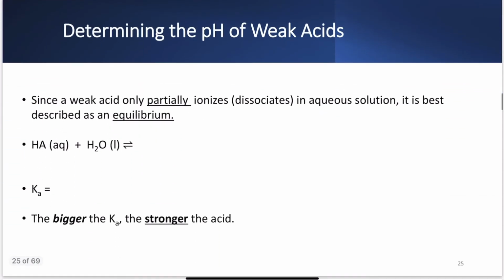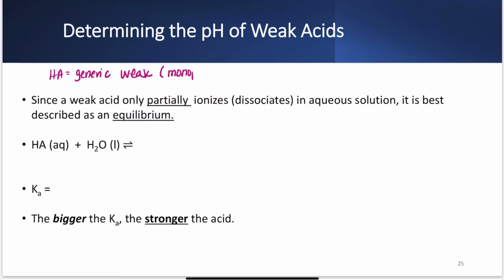What about weak acids? How do I determine pH of weak acids and weak bases? Definitely works different. Since a weak acid only partially ionizes or dissociates in aqueous solution, it's best described as an equilibrium. So you will use equilibrium arrows here. What I have written here is HA. HA just represents a generic weak acid.